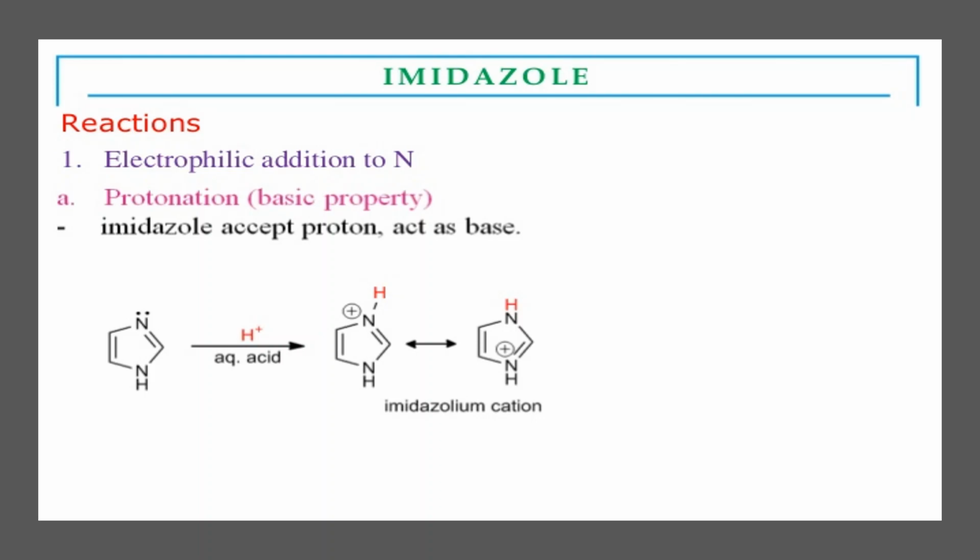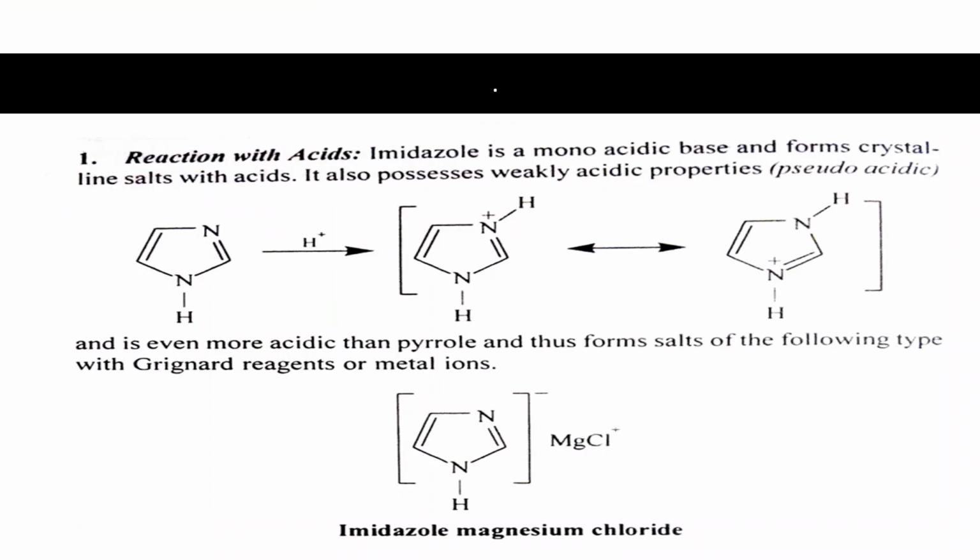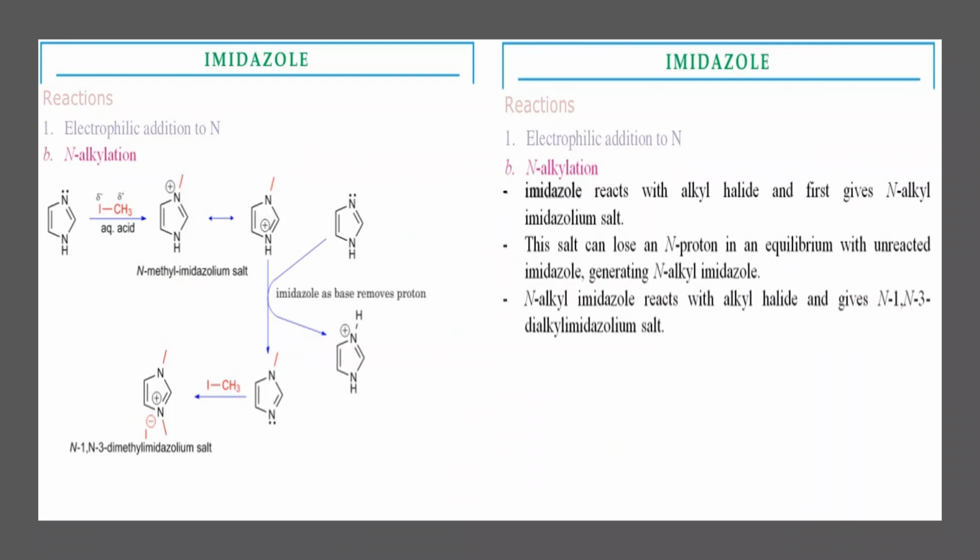It reacts with an acid to form the corresponding imidazolium cation. That's why it is basic in nature, because it has a pyridine-like nitrogen. That's why it acts as a base. Similarly, it can react with a Grignard reagent to form a metal derivative. Imidazolyl magnesium chloride will be formed.